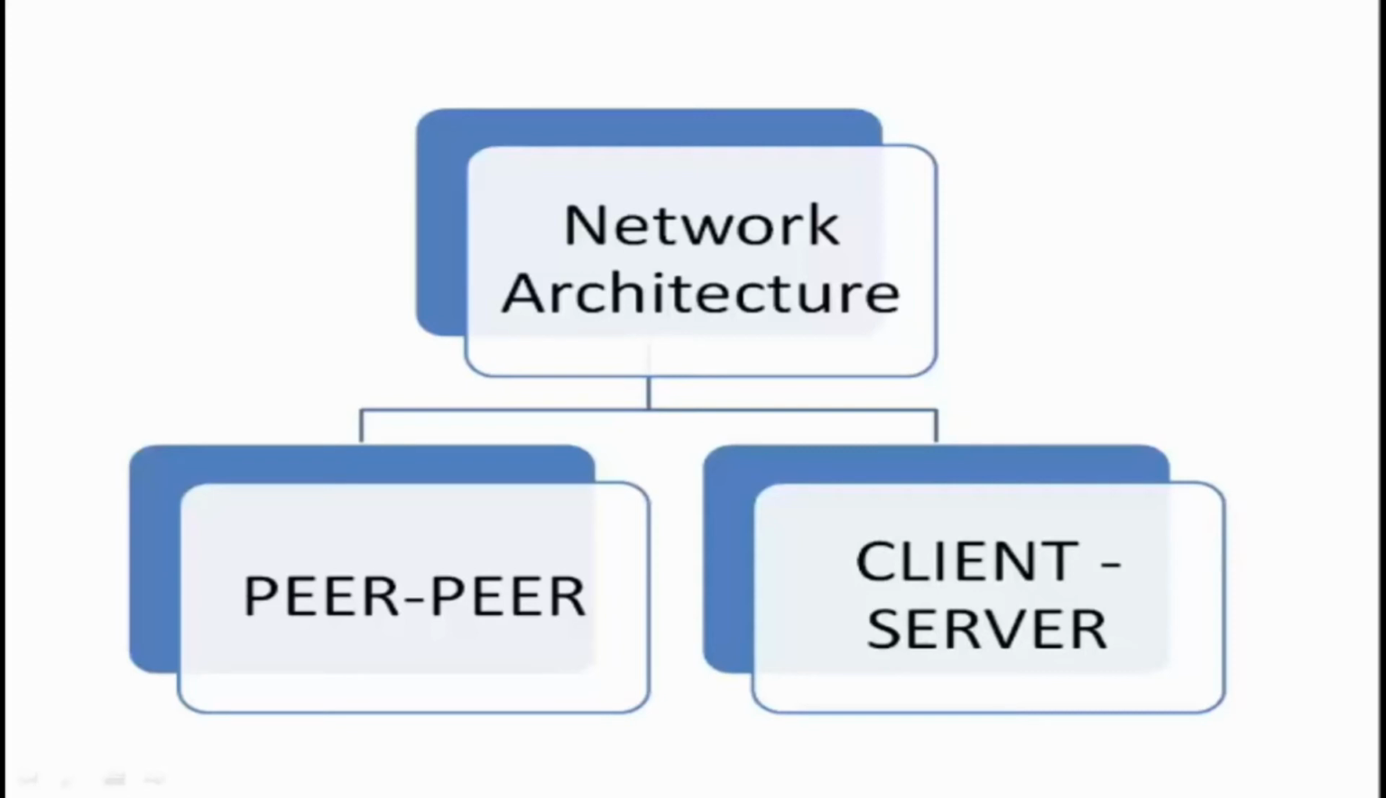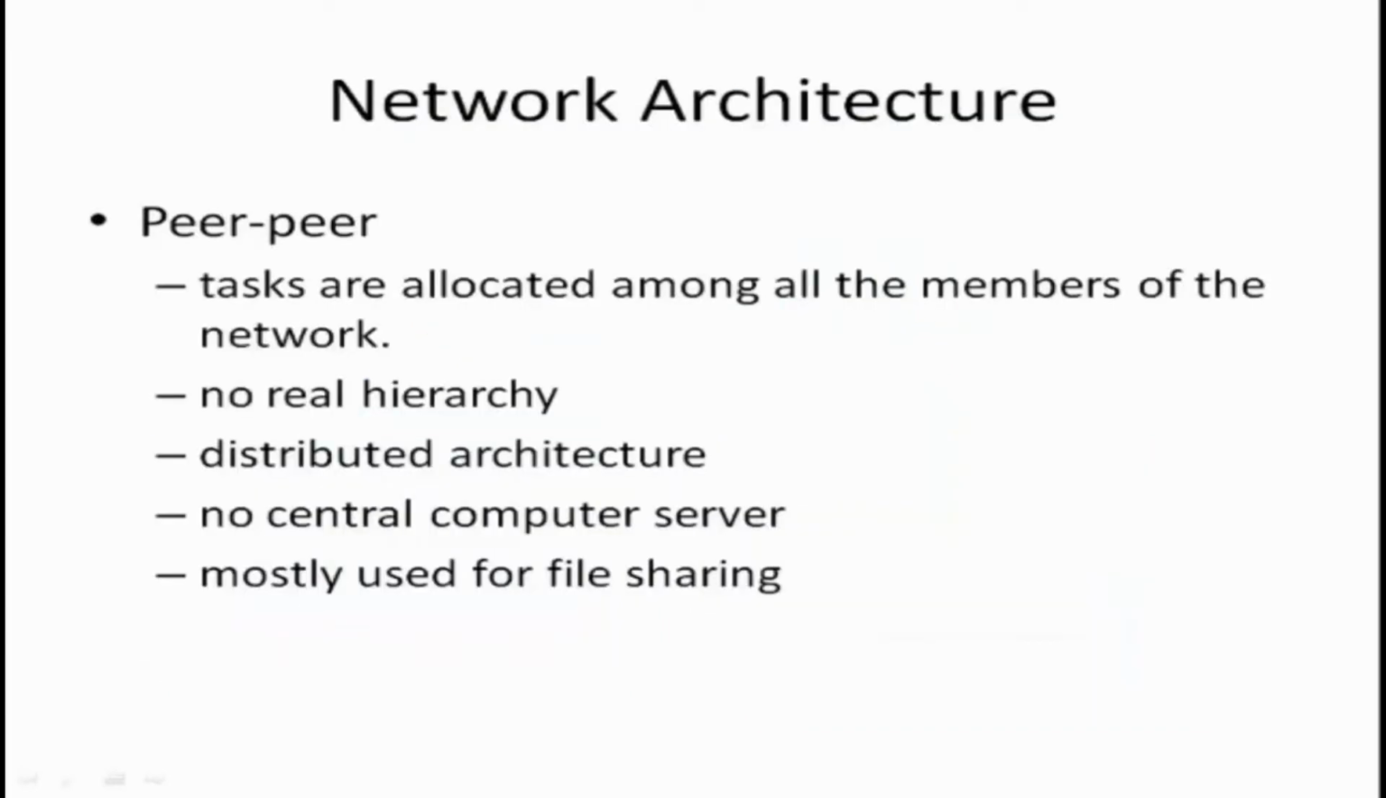Next we will discuss network architecture. There are two basic network architectures. The first one is peer-to-peer and the other one is client-server. First we will discuss peer-to-peer architecture. Peer-to-peer architecture is a distributed architecture. In this architecture, each and every task is allocated among all members of the network. There is no hierarchy and no central computer like in client-server architecture. It is mostly used for file sharing.